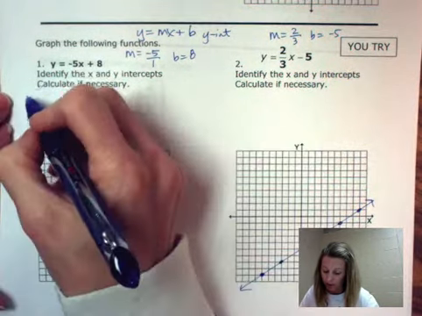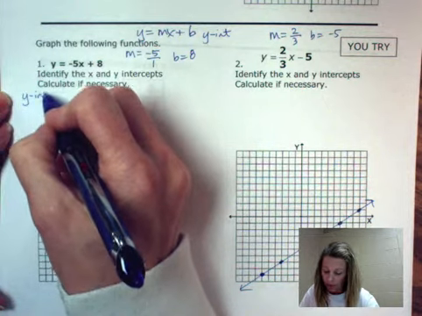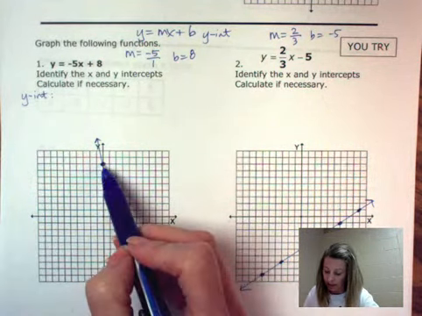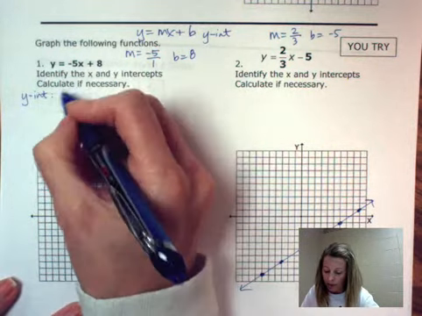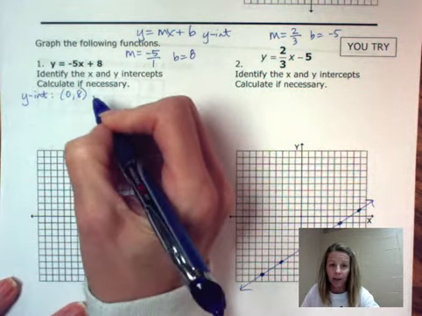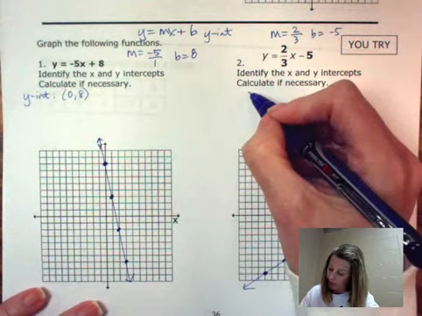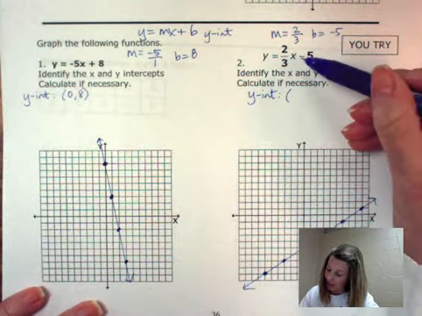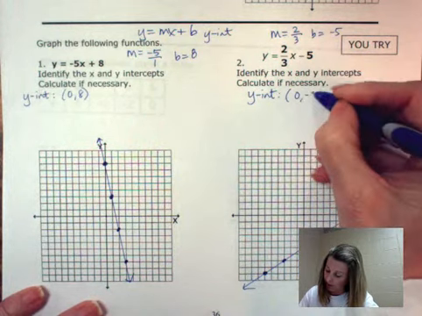So on this first one, I'm just going to shorten the word intercept. The y-intercept is the 8. So as an ordered pair, that is 0, 8. So I'm going to come over here and do the same thing. The y-intercept on this is the negative 5, so 0, negative 5.